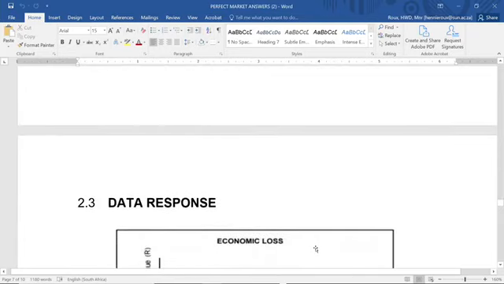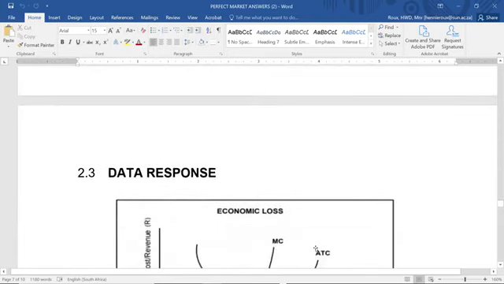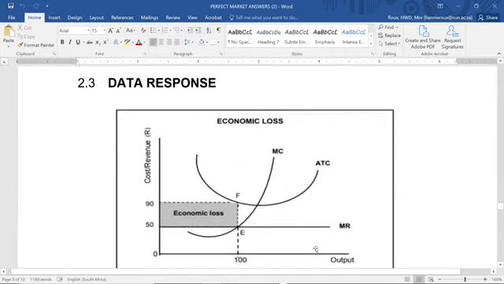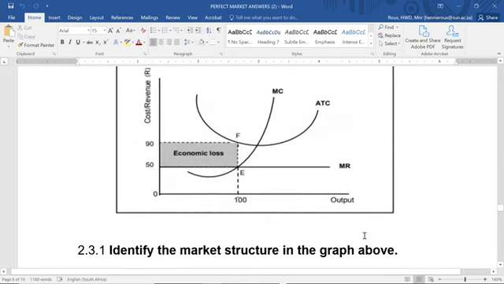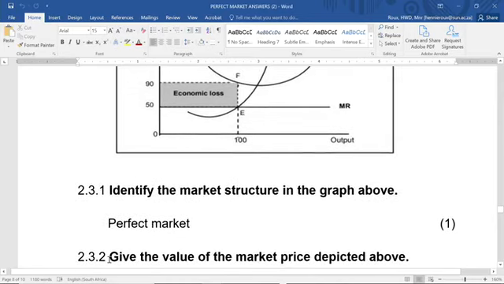Right, 2.3, another data response where we're looking at the economic loss, and this is when your average cost is once again bigger than your average revenue. Right, identify the market structure. Just by looking at that horizontal line going through there, I know that this is a perfect market.